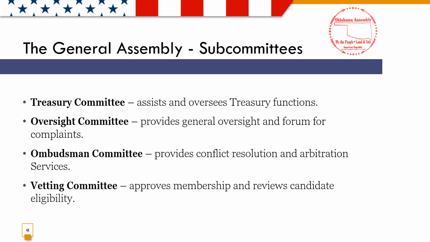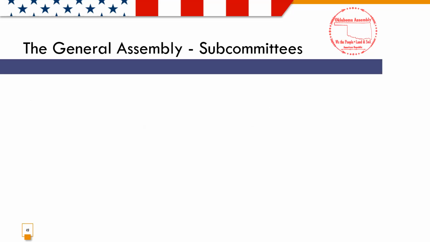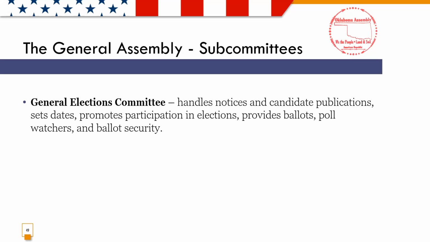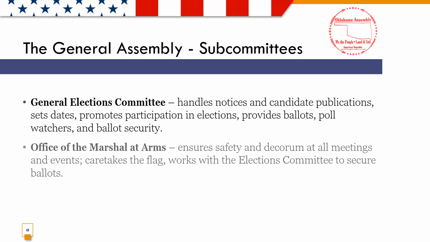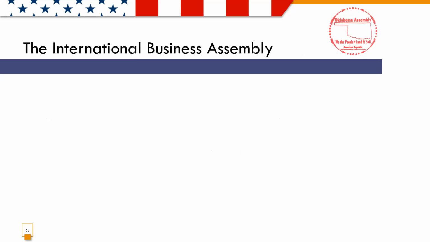The vetting committee approves membership and reviews candidates' eligibility for state citizenship service. And then the general elections committee handles notices and candidate publications, dates, promotions, participation in elections, etc. The Office of the Martial Arms ensures safety and decorum at all meetings and events, caretakes the flag, and works with the elections committee to secure ballots.